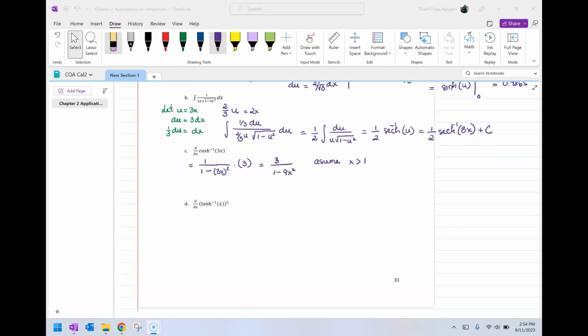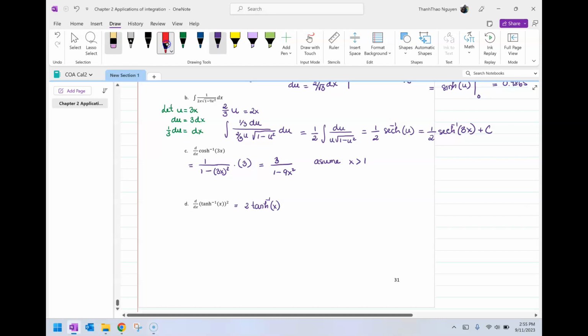Here we have to take the exponent rule and then we apply the chain rule. So then you have 2 hyperbolic tangent inverse of x. Now you then multiply with the derivative of the hyperbolic tangent inverse, that is 1 over 1 minus x squared. Okay, so simplify this up. This equals 2 hyperbolic tangent inverse of x over 1 minus x squared.